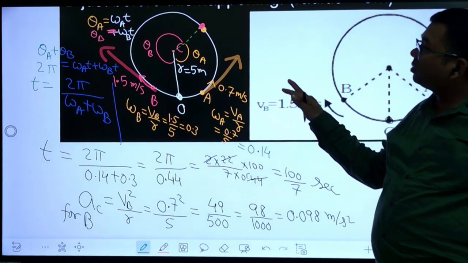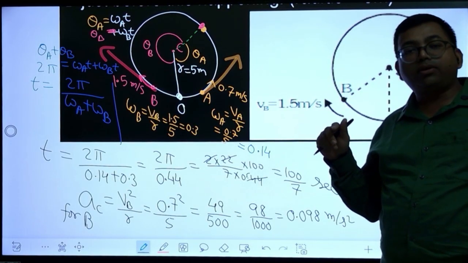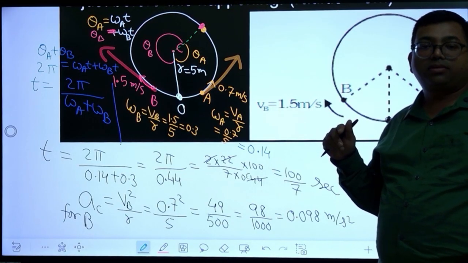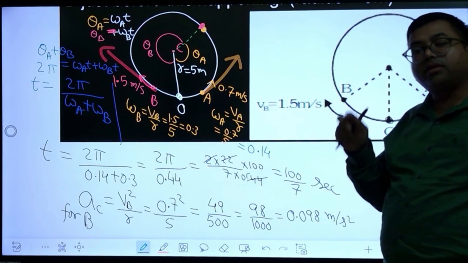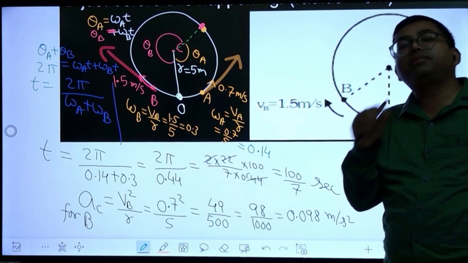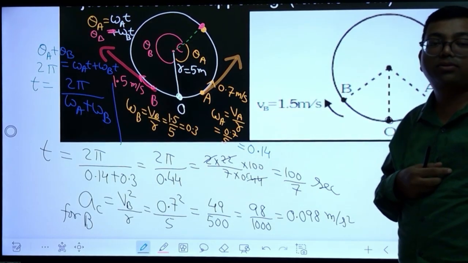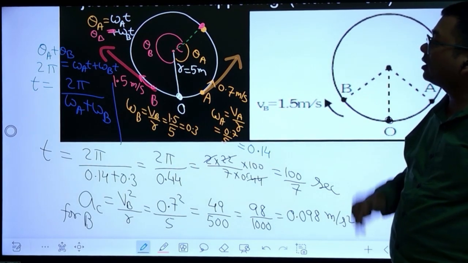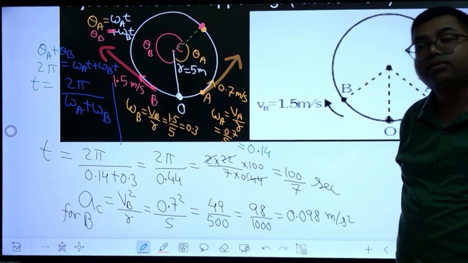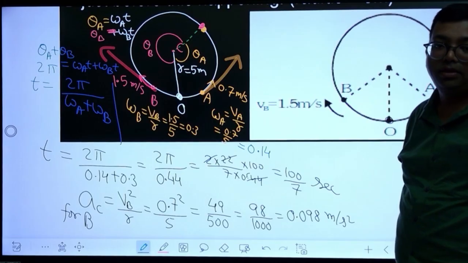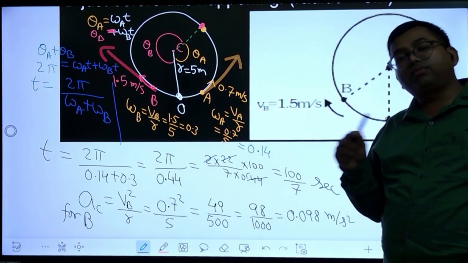Suppose they are not moving in a circle, then they are going in different paths. So they may not collide also. It's possible, right? If they go in a different path. But here they are restricted to move in the same circle. So they are going to cross each other. So definitely here also we can apply relative, but for relative you need to understand how to do the calculation of relative velocity, right?